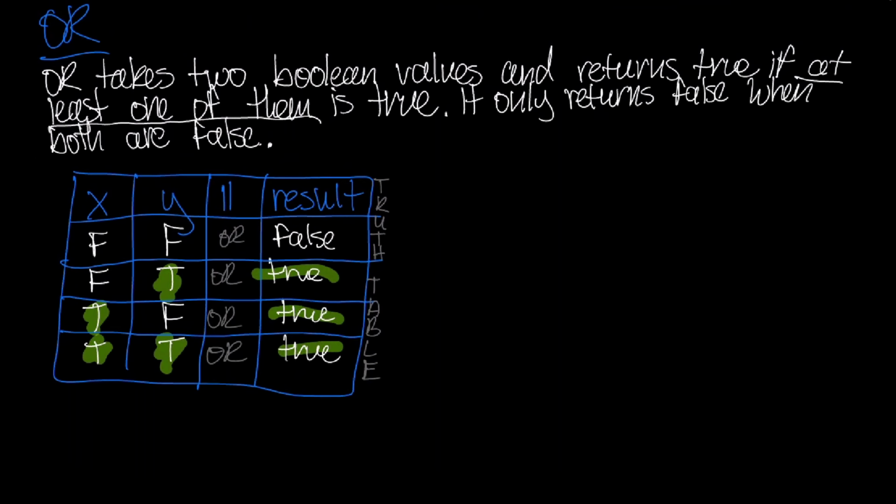Now in code, OR is typically written as two pipes in most C style languages, or in Python, it is just the keyword OR. So you most likely see it as one of these two. The real world interpretation of this is you can pay for a purchase if you have cash or a credit card. Either one will work, but having both is also fine.